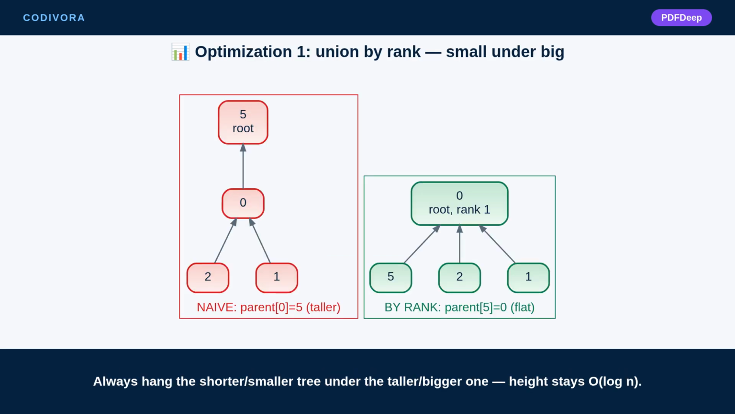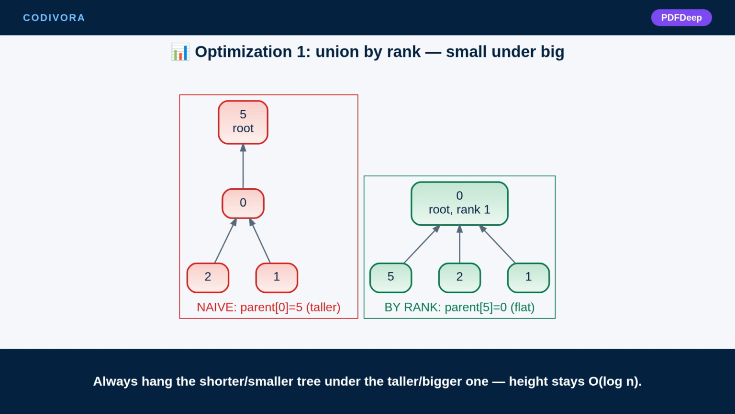Trick 1: union by rank. Keep a rough height for each root. When you merge, always hang the shorter tree under the taller one, so the height does not grow. Here, a tree with root 0 has height 1. Node 5 is alone. Naive hangs 0 under 5, and the tree grows to height 2. Union by rank does the opposite. 5 goes under 0, and the tree stays flat at height 1. Height only ever rises when two equal ranks meet, and that needs the tree to double, so height stays logarithmic.